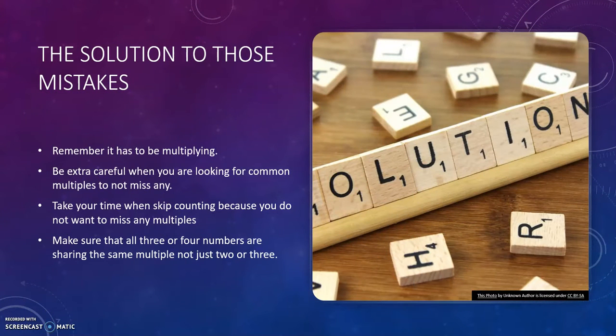The solution to those mistakes. Remember, it has to be multiplying. Be extra careful when you're looking for multiples to not miss any. Take your time when you're skip counting because you don't want to miss any multiples. Make sure that all 3 or 4 numbers are sharing the same multiple, not just 2 or 3.